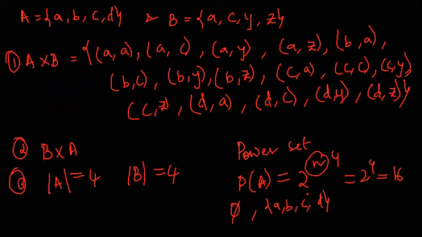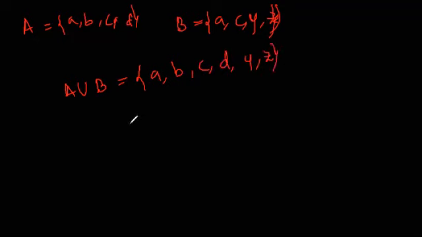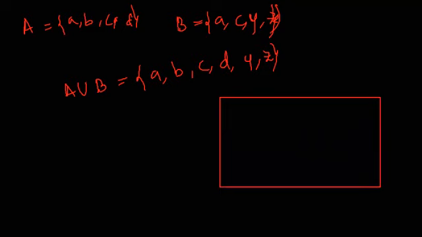Okay. Now A union B. So the next is A union B. A is equal to {A, B, C, D} and B is equal to {A, C, Y, Z}. We are supposed to find A union B. So the solution is A, B, C, D, Y, Z. Okay, and also the Venn diagram. So for the Venn diagram, you can take it in this way.